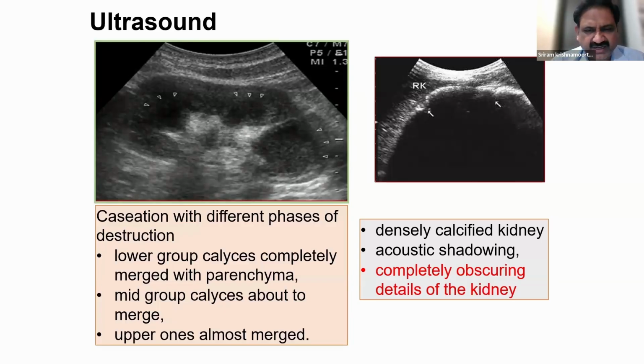This is another feature in ultrasound, the densely calcified kidney. You can see the one on the right side. You don't see the kidney at all, because the surface is full of calcification. When you have a surface full of calcification, there is posterior acoustic shadowing, and you will not be able to see the kidney at all. It completely obscures the finer details of the kidney. Next slide.